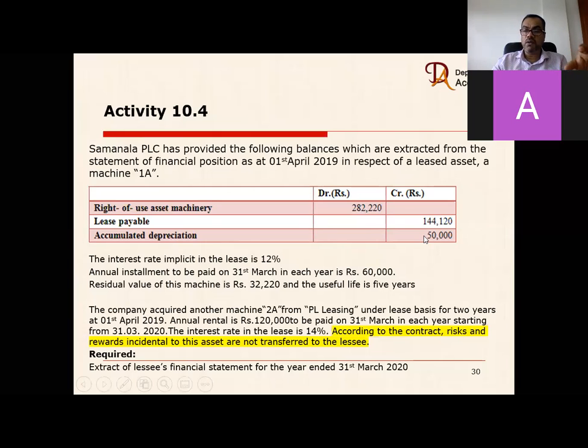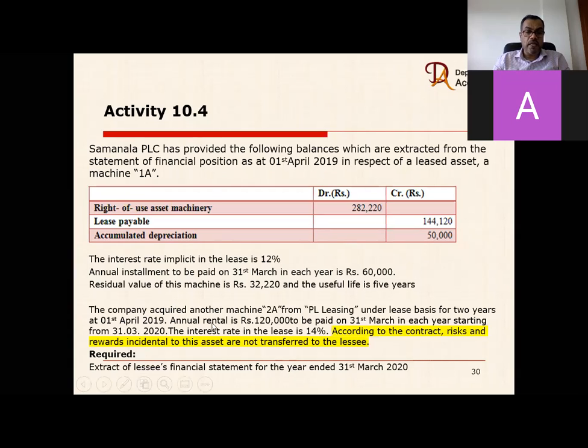Therefore, depreciation already charged is 50. That is 1/5 of the depreciable amount. If the depreciation has been done over 5 years, this means 1 year has already gone. This is 1/5. Otherwise, it would be 10 years, but we do not know. The question will reveal the information. But as of now, we know one thing, that 50,000 has been charged as depreciation.